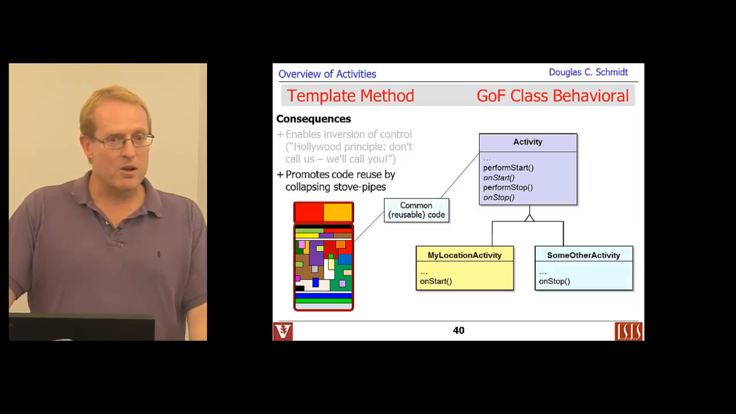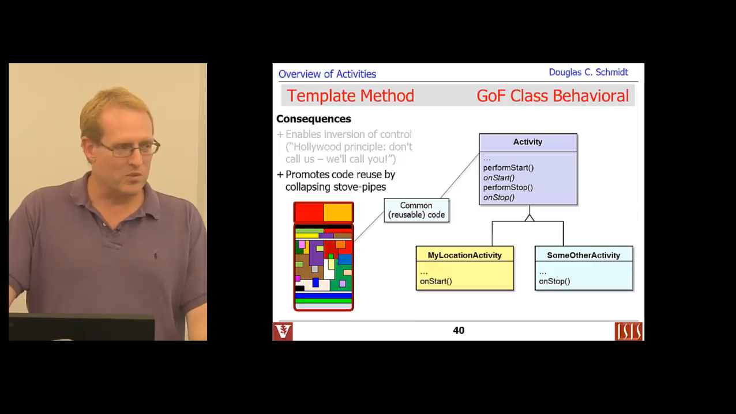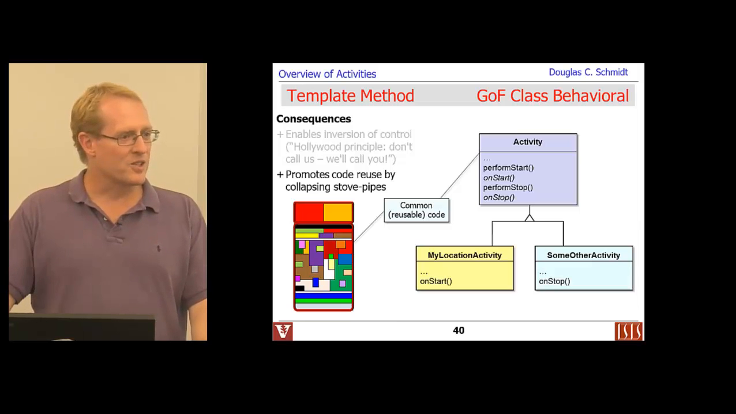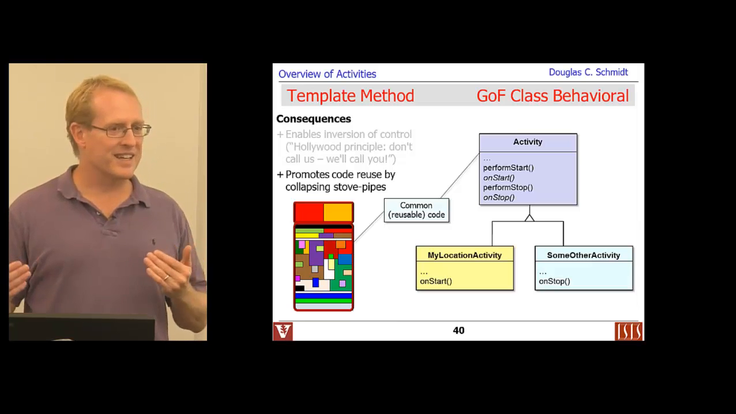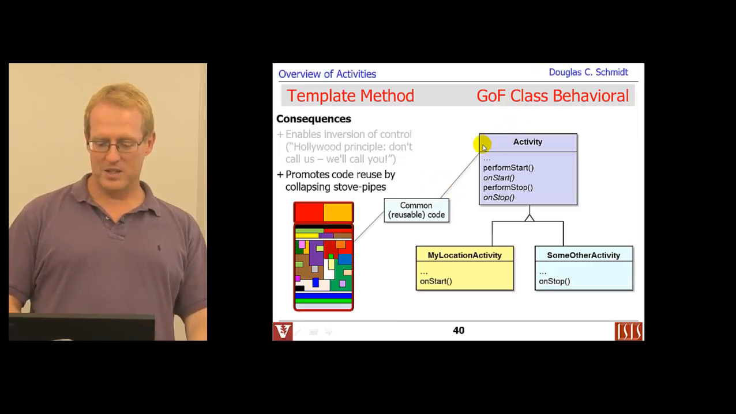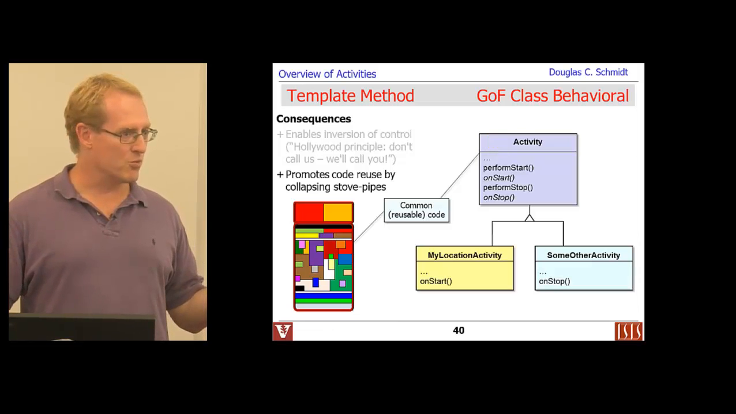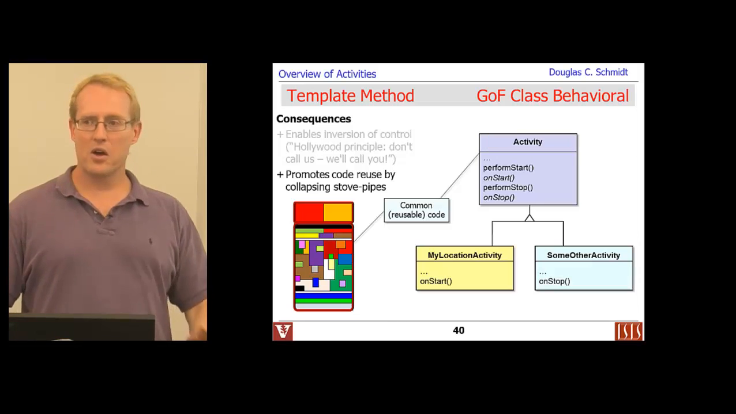Another very important consequence of applying this pattern is it helps to enhance code reuse by collapsing stovepipes. This particular example doesn't go into enough detail, but the basic idea is that lots and lots of code, namely all the code that is part of the activity implementation and all the other things that are used to run an app in the context of Android, are all reusable.